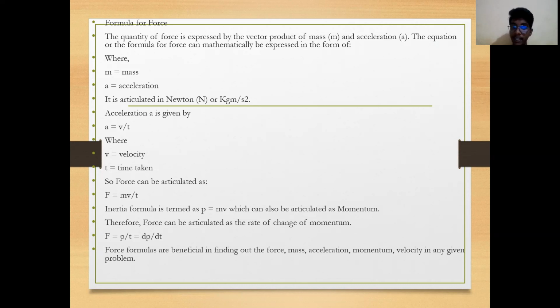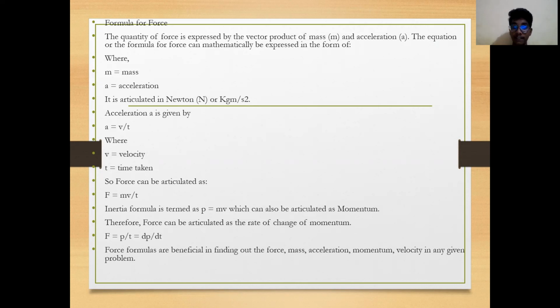Acceleration is given by v by t, where v is velocity and t is time taken. So force is articulated as F is equal to mv by t, where a is equal to v by t. So F is equal to mv by t. Momentum is defined as P is equal to mv, therefore force can be articulated as the rate of change of momentum. So F is equal to P by t, which can be taken as dp by dt.